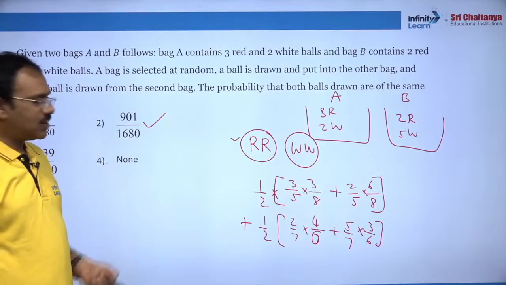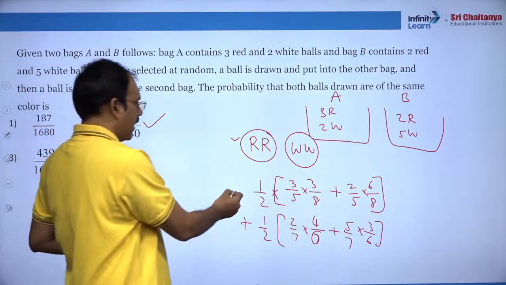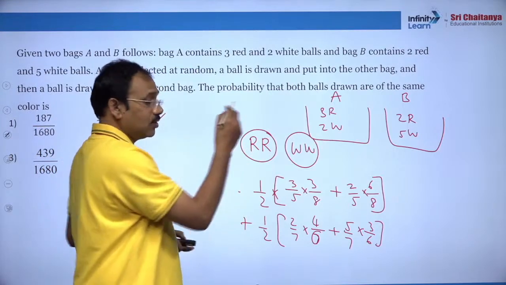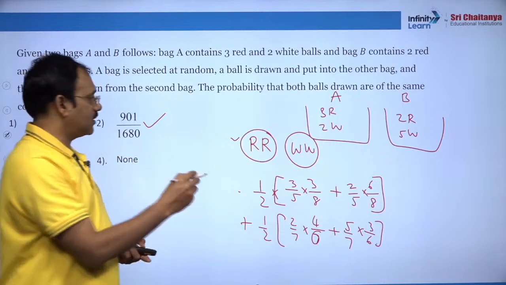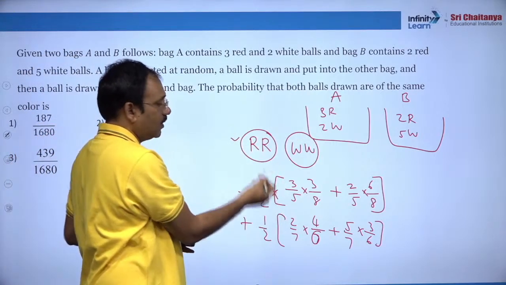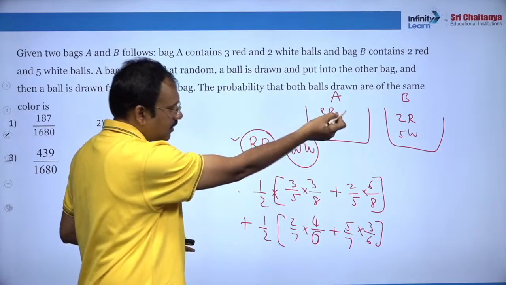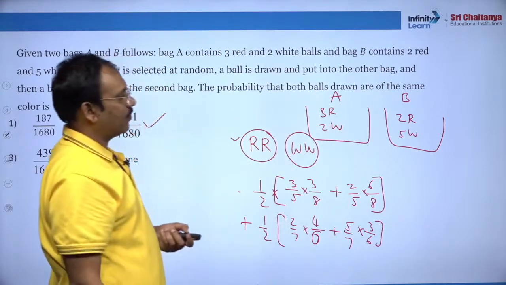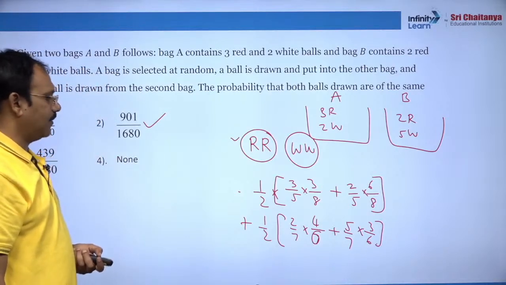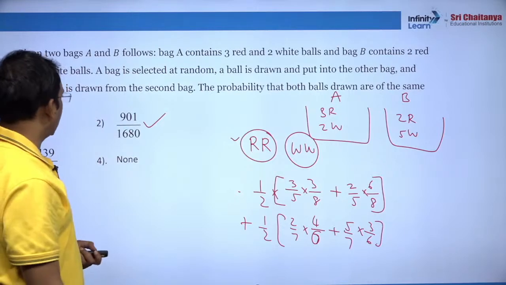So first you select the bag. So bag A, possibility bag B. Once you select bag A, you have to get the same color, in the sense both red. First you select red ball 3 by 5, then the same red ball is kept in the second. Now you have to select red from there. So 3 by 8. Okay. Yeah, that is the thing, friends. You can do like that.